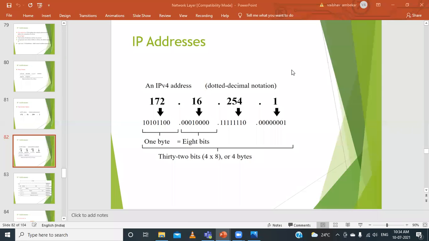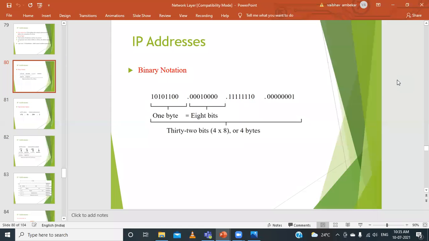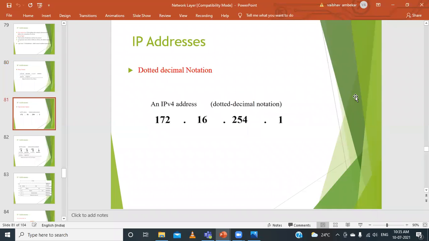Good morning, students. We will be discussing IP addresses, and we started this discussion in the previous class. I hope you remember. What are the two ways of representing IPv4 addresses? If you can remember, one is the binary notation, and another one is the dotted decimal notation, or it can also be called decimal dotted notation.